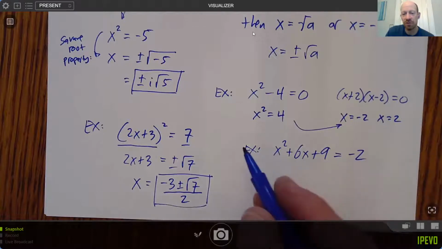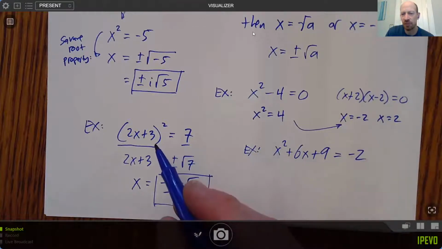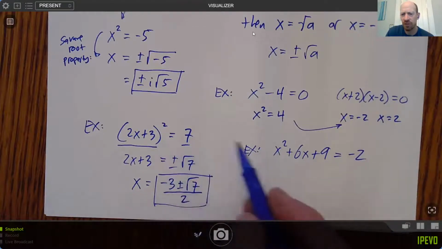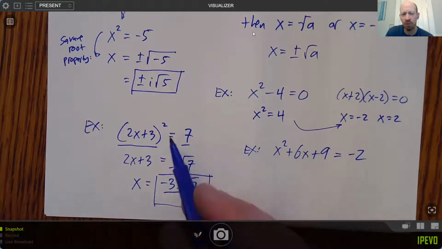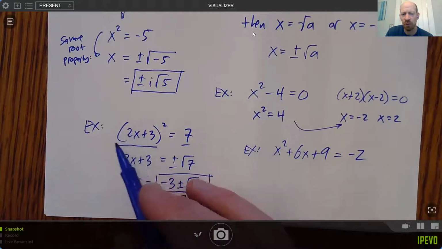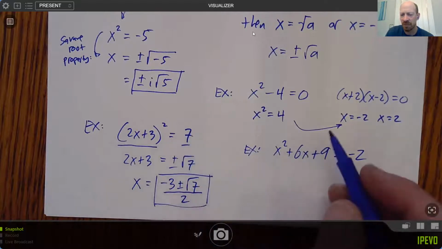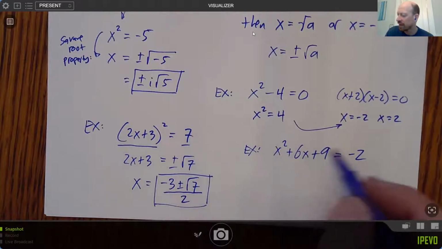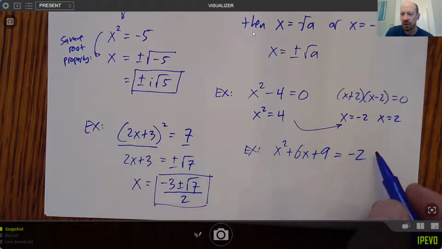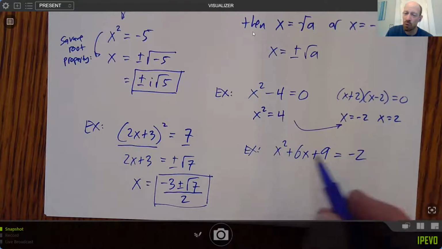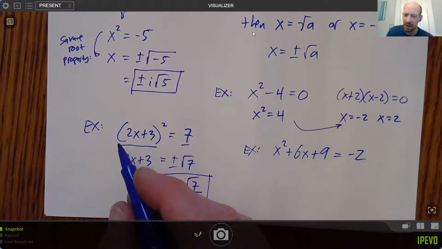It also doesn't quite look like this one here, right? It has an x squared, but you need the whole variable, this whole thing squared, to be equal to a number. And if I move the 6x and the 9 over, when I square root that, it's going to get messy. It's not going to be just a number. So as it's written, it's not quite in the form that I need.